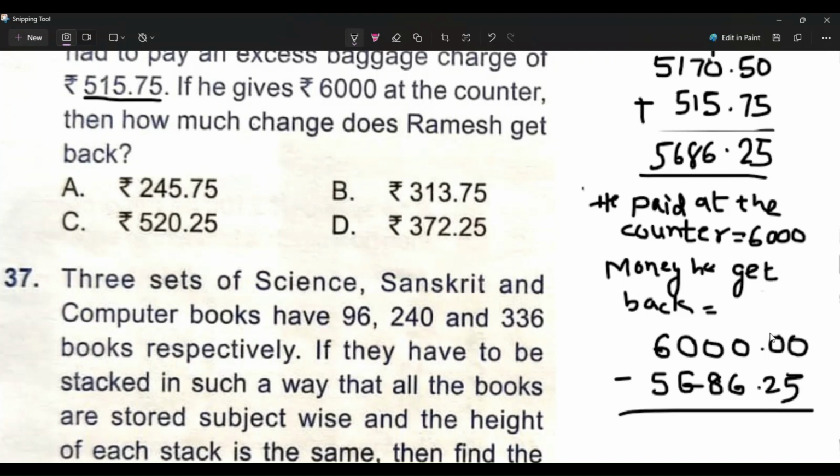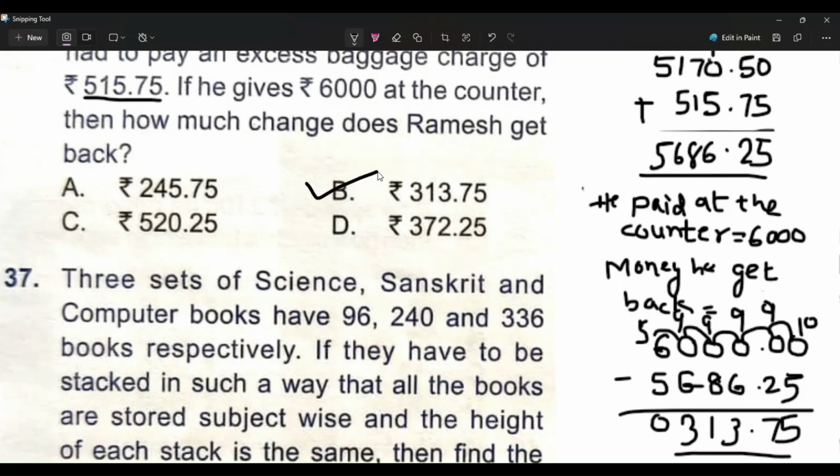So 0 minus 5 will not go, take a borrow. It becomes 10. 10 minus 5 is 5. 1 went borrow, so it becomes 9. 9 minus 2 is 7. Point. 1 went borrow here, so it becomes 9. 9 minus 6 is 3. 1 went borrow here, becomes 9 minus 8 is 1. So here also 1 went borrow, becomes 9. 9 minus 6 is 3. 1 went borrow here, it becomes 5. 5 minus 5 is 0. So option B, 313 rupees 75 paisa is the answer, children.